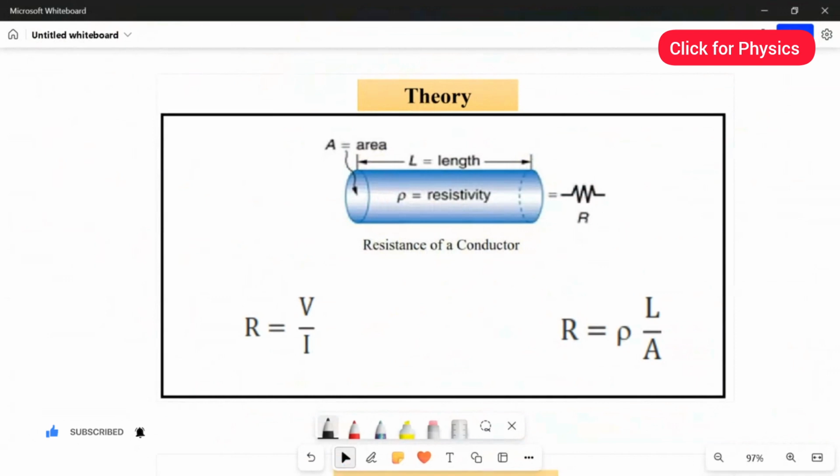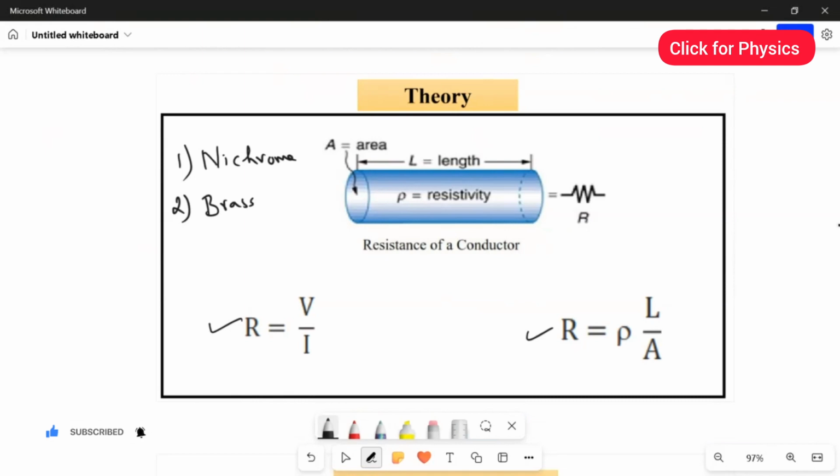The main two equations we are going to use in this experiment are resistance R equal to voltage divided by current, and resistance R equal to resistivity multiplied by the length of the material divided by the cross-sectional area of the material. As we already mentioned earlier, in this experiment we are going to use two different metallic wires. The first one is nichrome and the second one is brass, right?